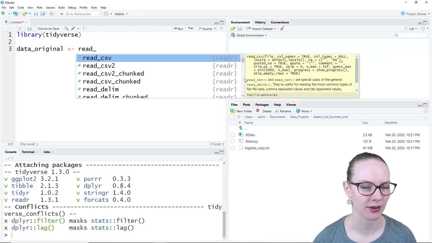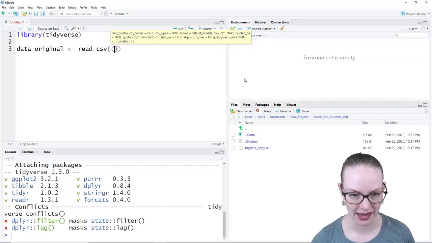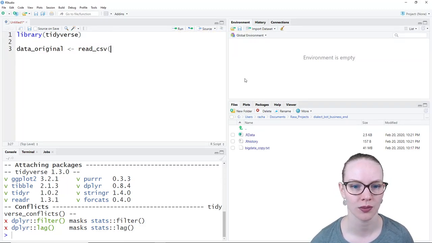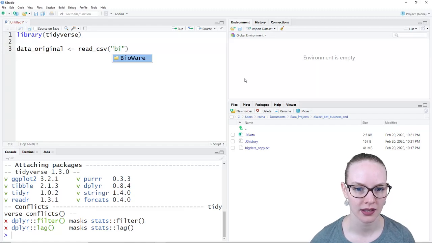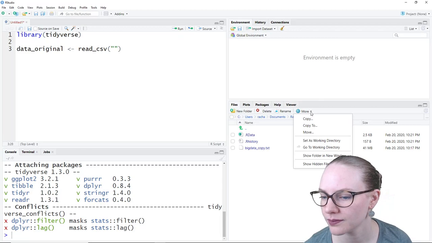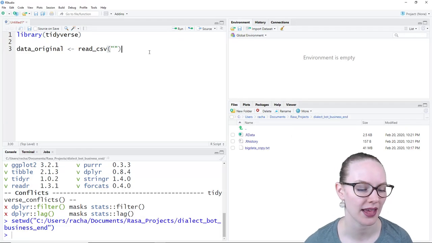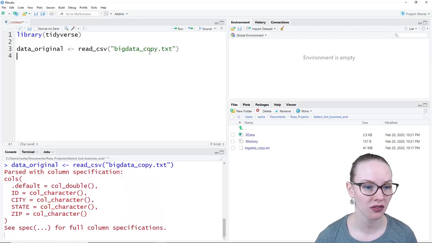I'm using the tidyverse, so I want to use read underscore csv. Dot csv is the built-in one to R, and that's a data frame and not a tibble, which is a variety of a data frame. I want that to be the working directory. So it should just be bigdata_copy.txt, and hopefully this will just work.